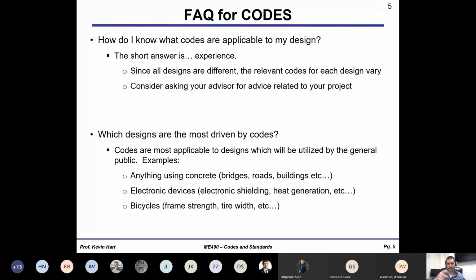Another commonly asked question is, what designs are most driven by codes? What I mean by that is, maybe one group is working on HVAC design, designing some HVAC component. Well, that HVAC component is going to be used in some public environment, and so codes are going to be very important for that HVAC design. How much airflow is going through there is probably governed by some code. How much back pressure are you allowed on your filter? Probably governed by some code.